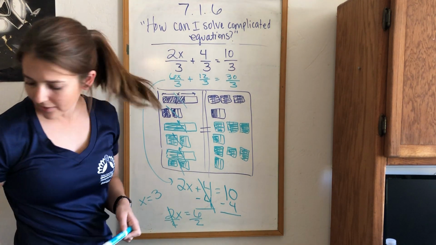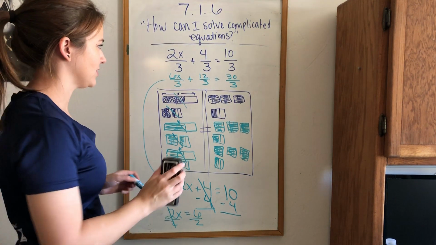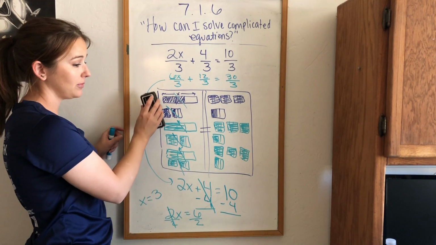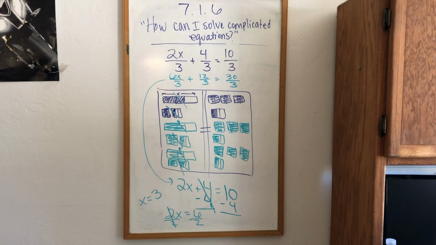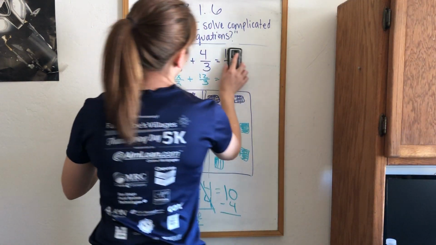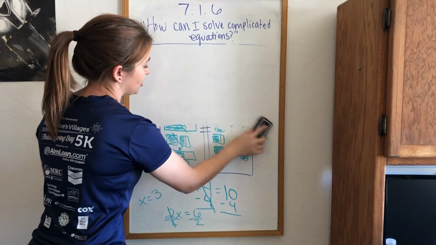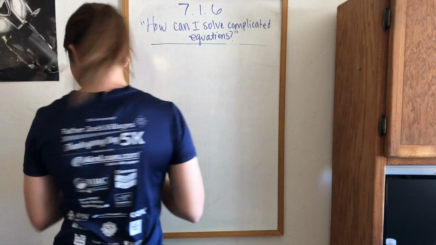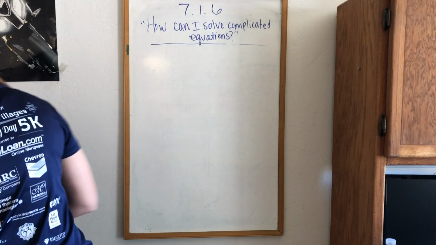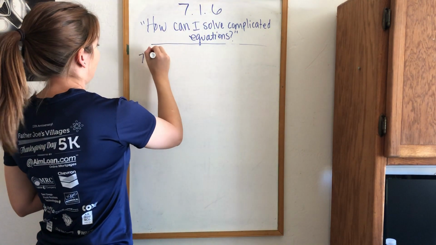And I think that's all that they wanted us to do for 763. So that was the first problem, 763. Now we're going to go on to 764, which gives us a new equation to work with.